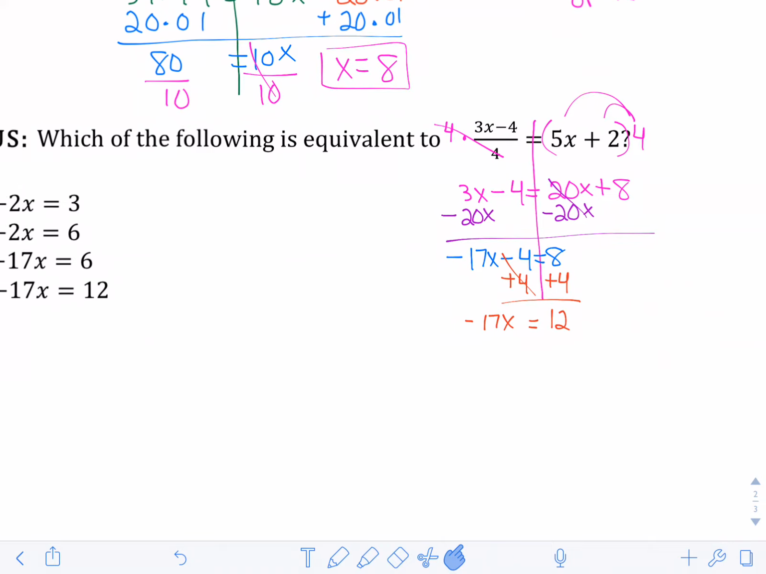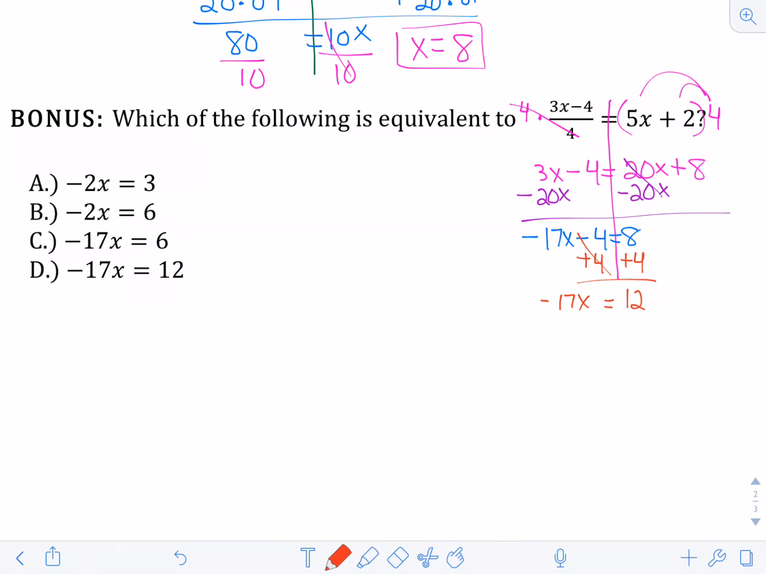Now when I look at my answer choices over here, I have one that's equivalent, and that says negative 17x is equal to 12. So you're not solving all the way for x. It was just asking which of these equations is equivalent to the original equation, and that would be D.